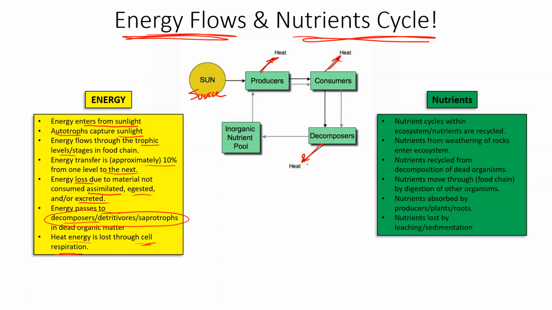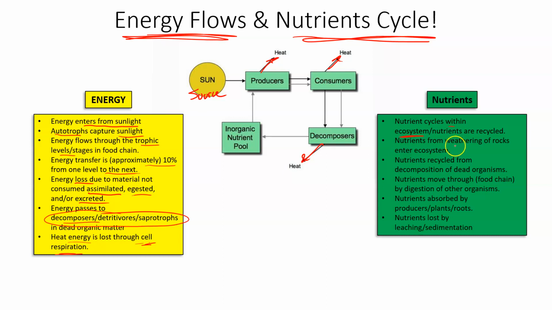So energy flows in a one-way direction from the sun through all of our trophic levels and will eventually be lost to the environment, which is good for us, since the sun is constantly sending energy to us. Now, nutrient cycling is a little different. Nutrients within ecosystems are always recycled. They are never lost to our environment.